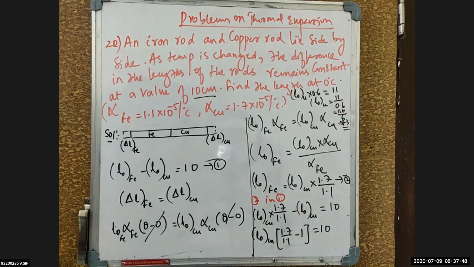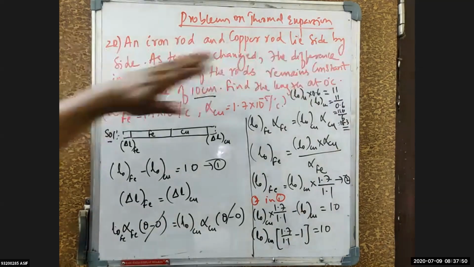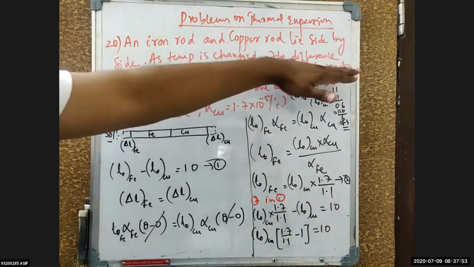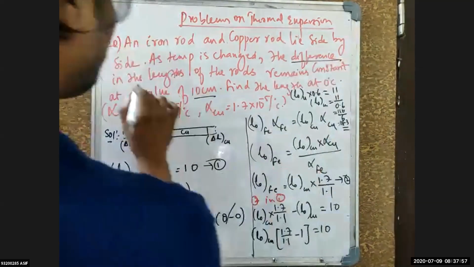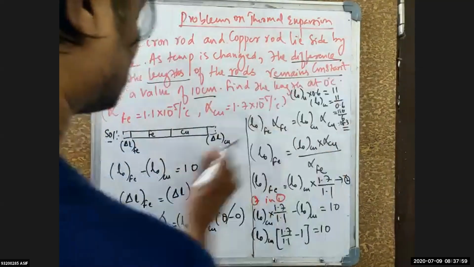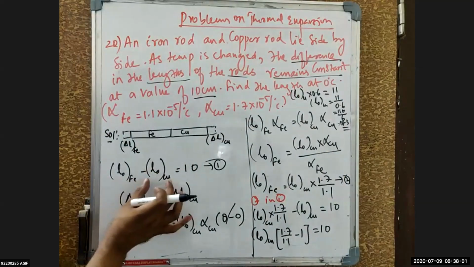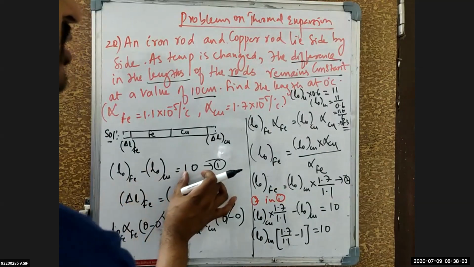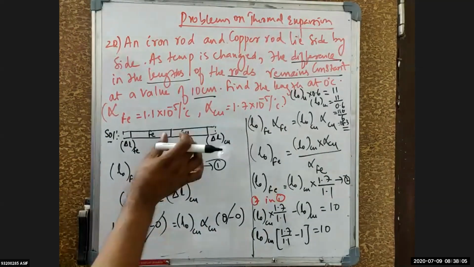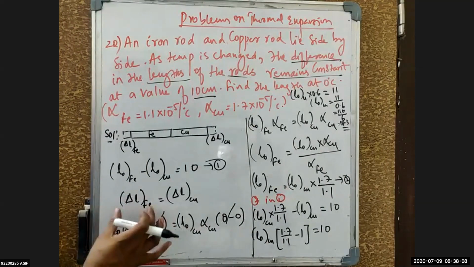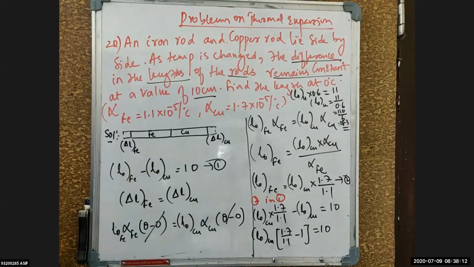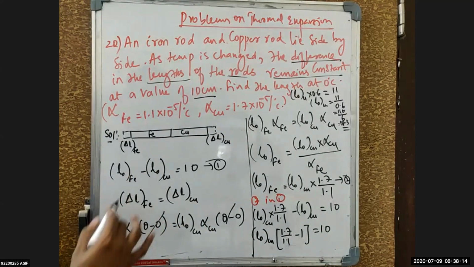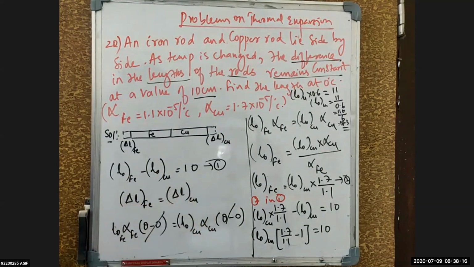See it once again, better. An iron rod and copper rod lie side by side. As the temperature is changed, the difference in the length of the rods remains constant. That's what I am using. Length of iron minus length of copper is equal to 10, that is given always. That is equation number 1. As there is an equal temperature change, the expansion in the iron must be equal to the expansion in the copper. Then only this difference will remain the same. That means whatever is the expansion in the iron should be the expansion in your copper.